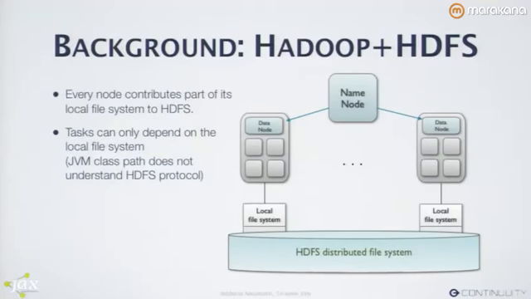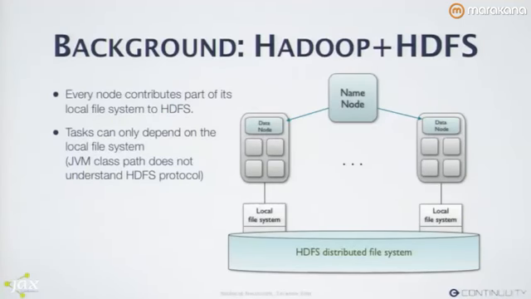Now, when I run a job locally on a node, it sees only the local file system through the native file system protocols. Java file, Java I/O. Right? If I want to see things that are on the distributed file system, then I need to go through the HDFS protocol. I have to use a different file system protocol, a different file system client.